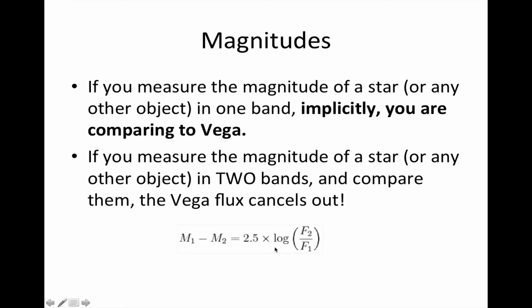And you'll find that the Vega flux cancels out. So V minus I for the same object is 2.5 times the log of the ratio of the flux of your object in I divided by the flux of your object in V.